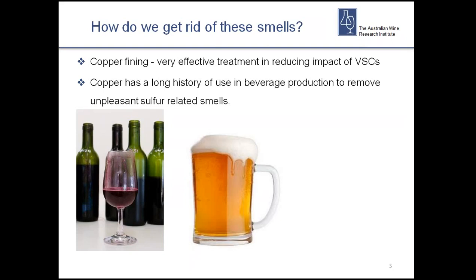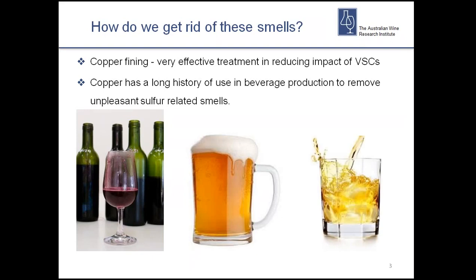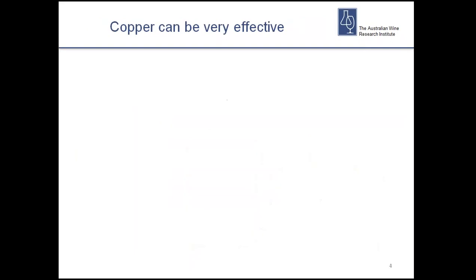So the beer industry doesn't really like to admit to this, but they also use copper rods and copper staves, and that reduces the impact of the unwanted sulfur compounds. And of course in the spirit industry, where the use of that enormous copper distilling equipment also reduces the impact of the unwanted sulfurs. And it's not by coincidence that copper is so widely used. It can be very effective in reducing the unwanted thiols.